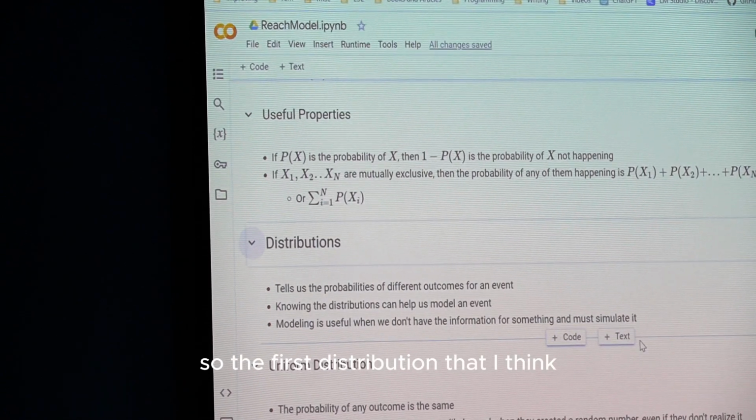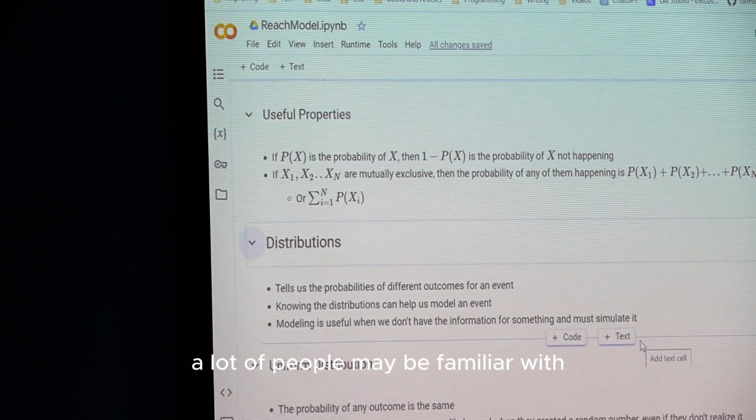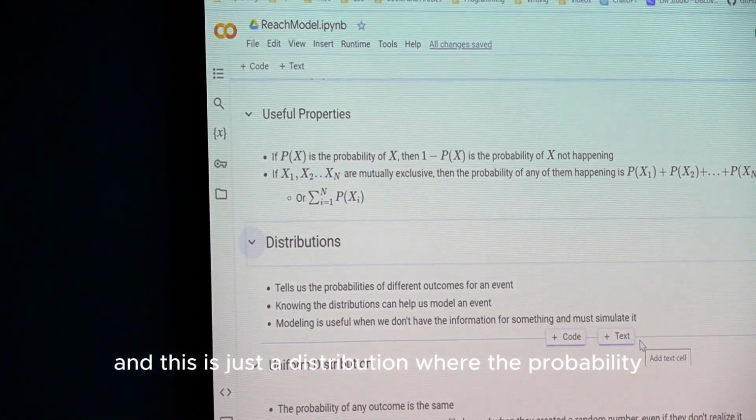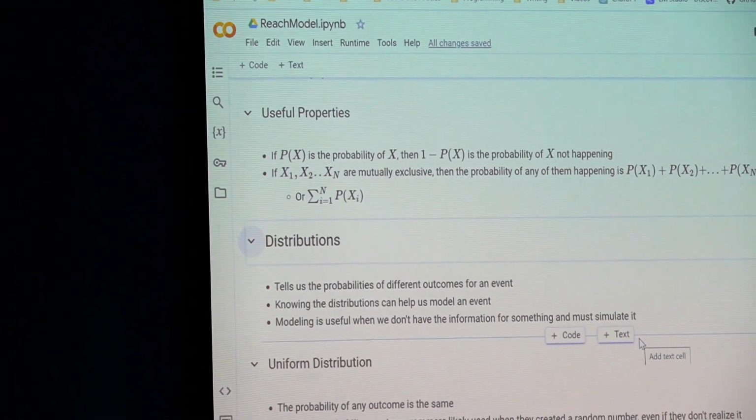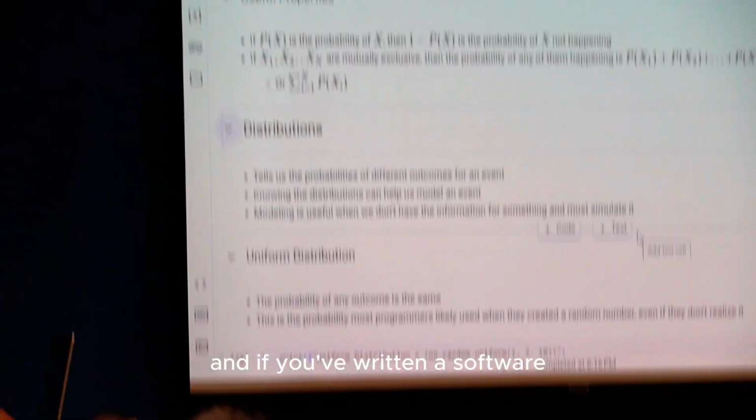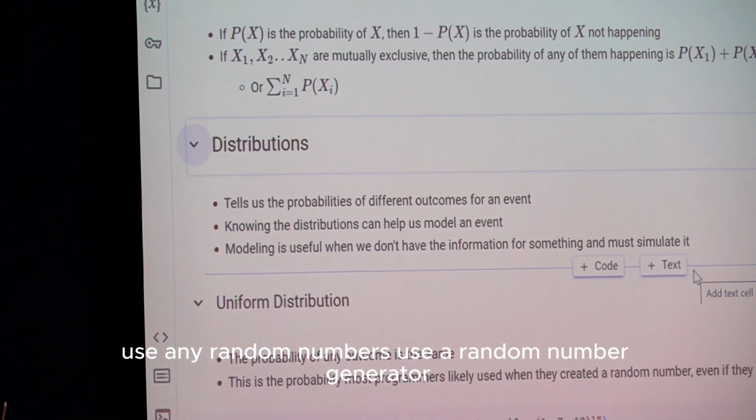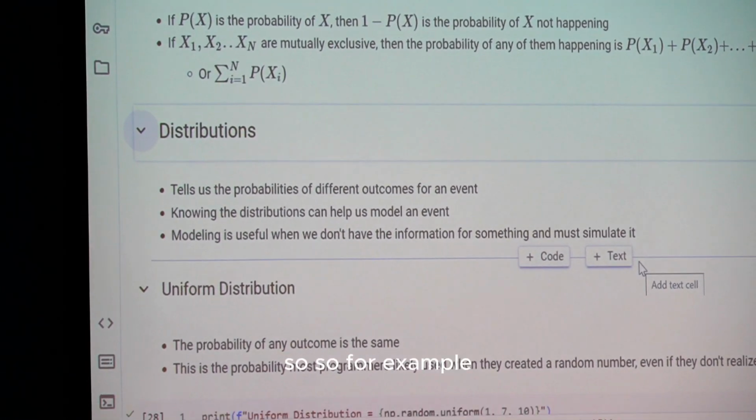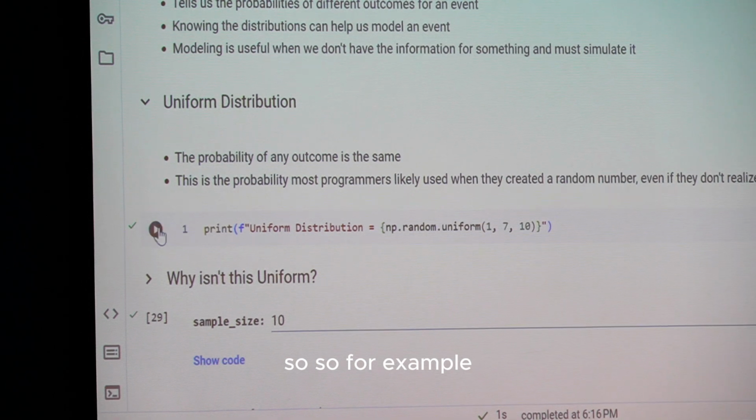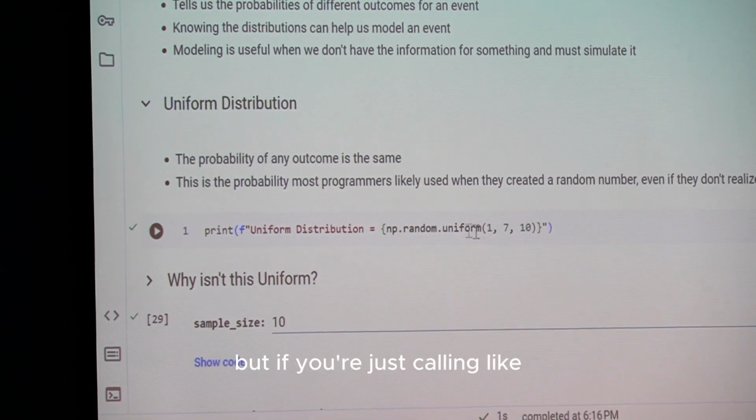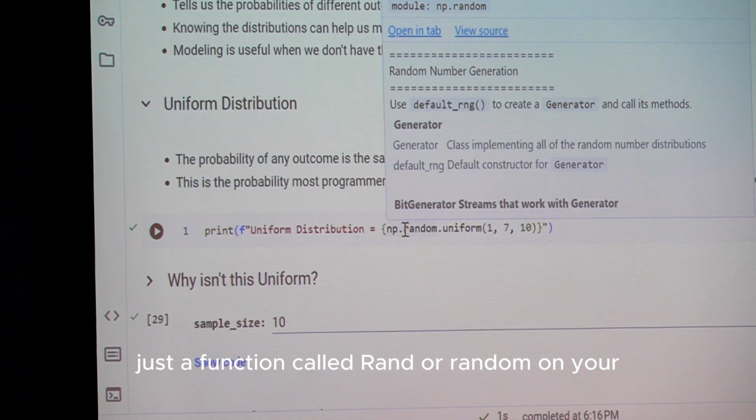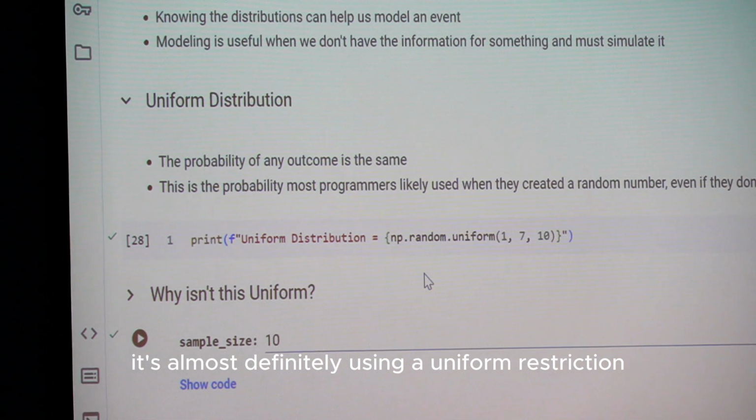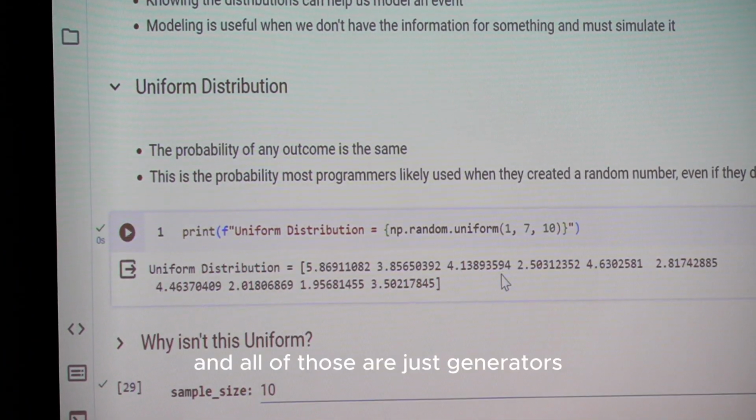The first distribution that I think a lot of people may be familiar with is a uniform distribution. This is just a distribution where the probability of any outcome is the same, okay? If you've written any software or used a random number generator, you probably used the uniform distribution even if you didn't realize it. For example, if you're just calling a function called rand or random on your system, whatever language you're using, it's almost definitely using a uniform distribution.